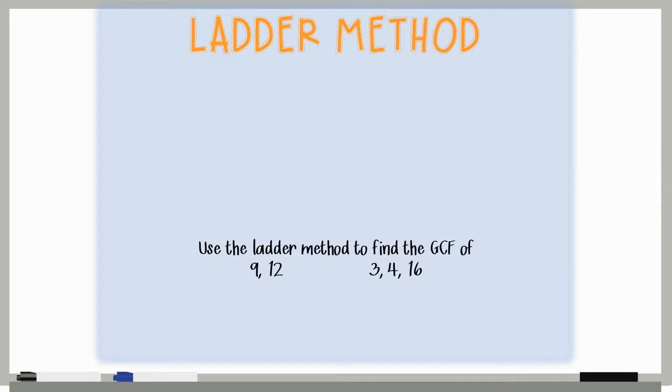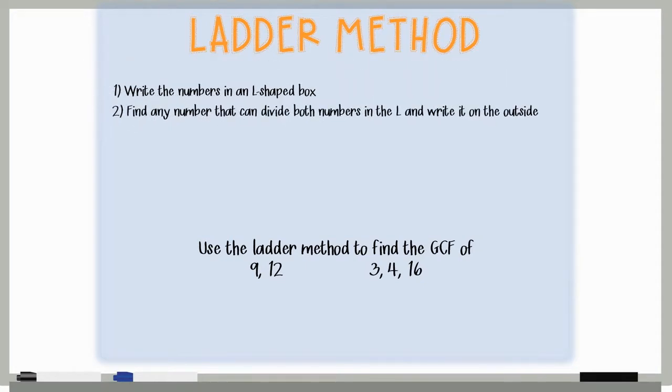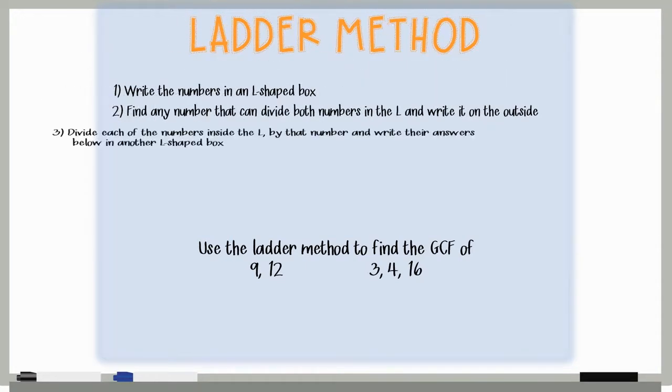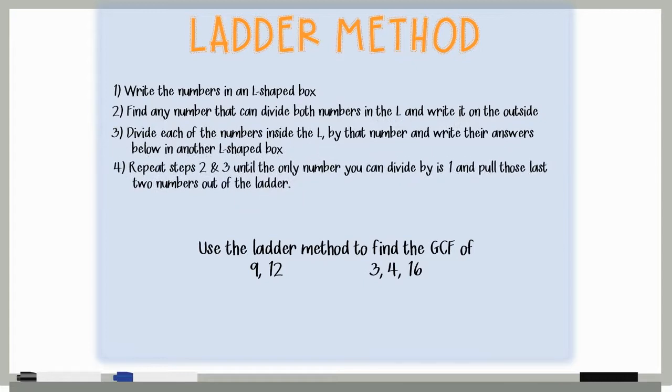All right, so let's go ahead and give this a shot. Okay, you can try it on your own and come back and check your work. You can do one with me and then come back and check your work on the next one. It's up to you. So just a reminder, write them in an L-shaped box. Find a number that can divide and write it on the outside. Divide the numbers and write your answers below. Repeat steps 2 and 3. And then multiply the L.